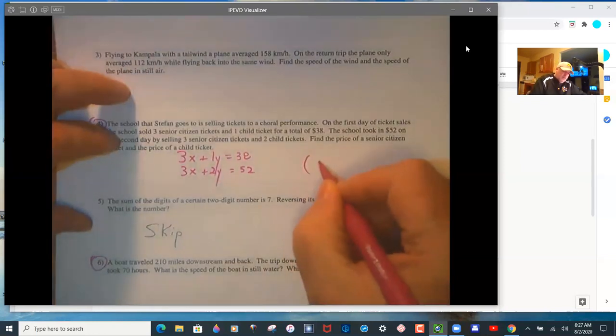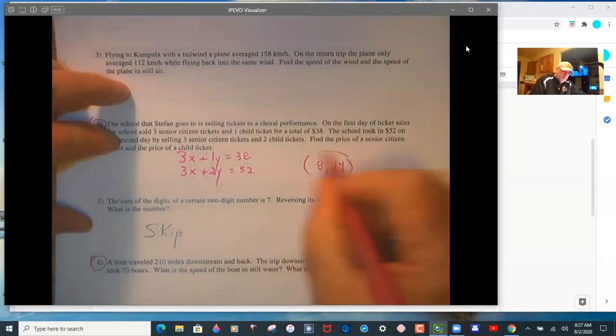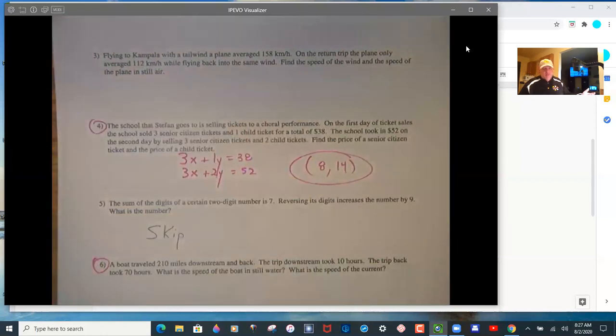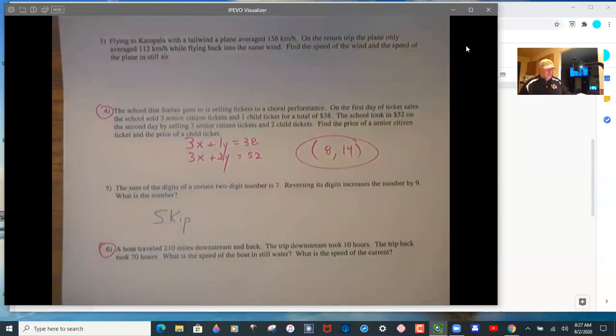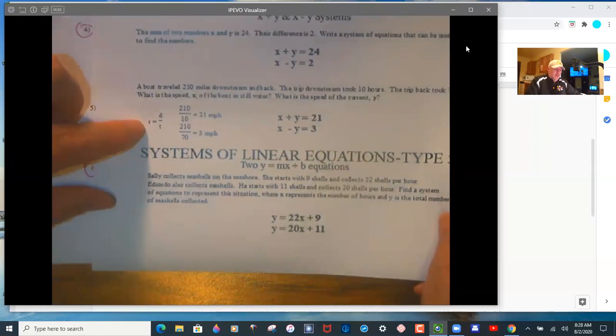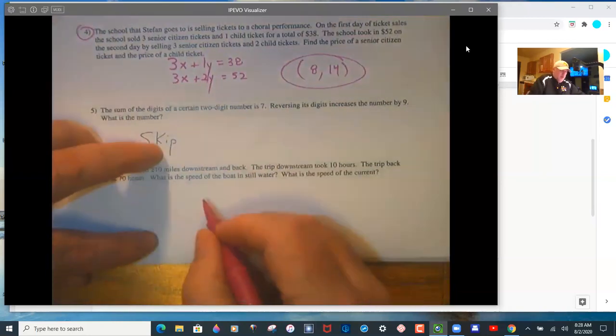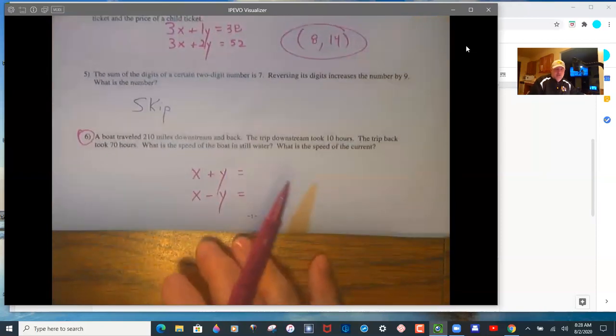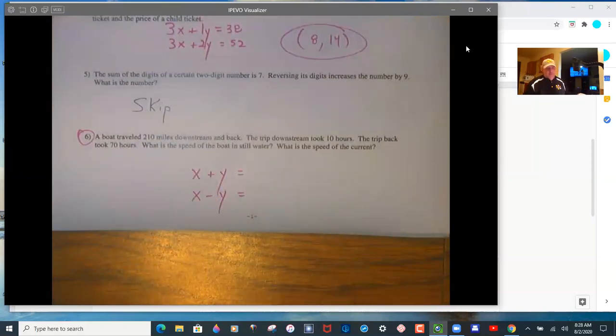So 8, 14 is the solution to this system. And all of these systems are going to have a solution, so you need to write it as a coordinate. I definitely need to see that. So problem 6 is one of these problems like this here. It ends up being an X plus Y, X minus Y system, where the X plus Y represents going with the current or with the wind. And so X is the speed of the plane or the boat, and Y is the speed of the current or the wind.